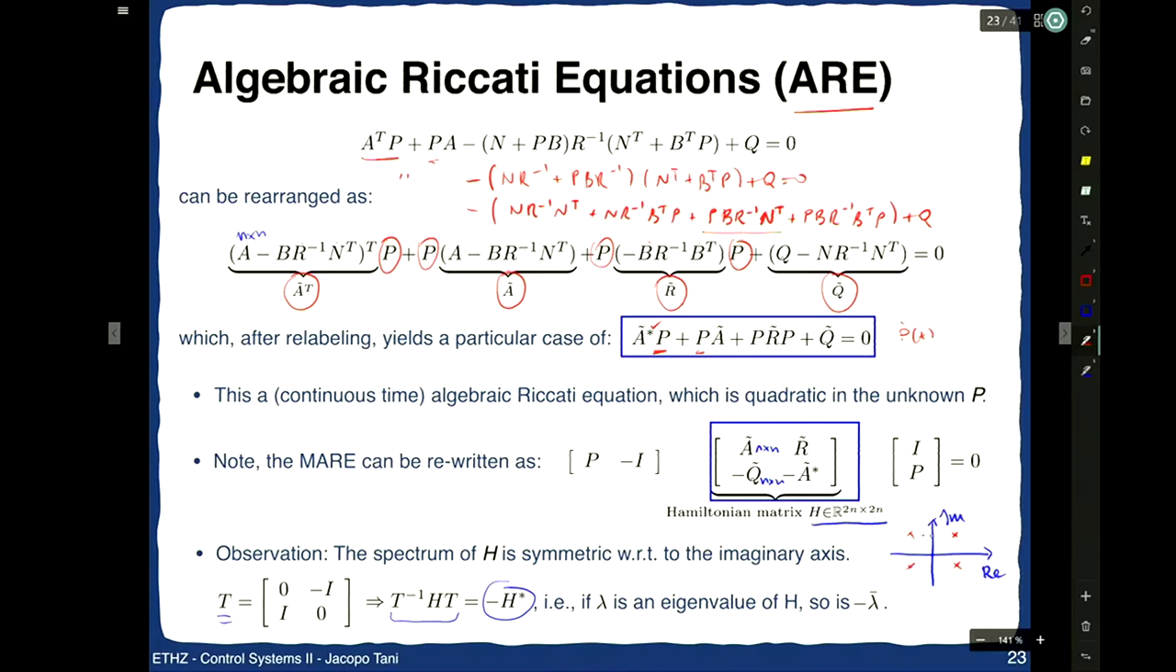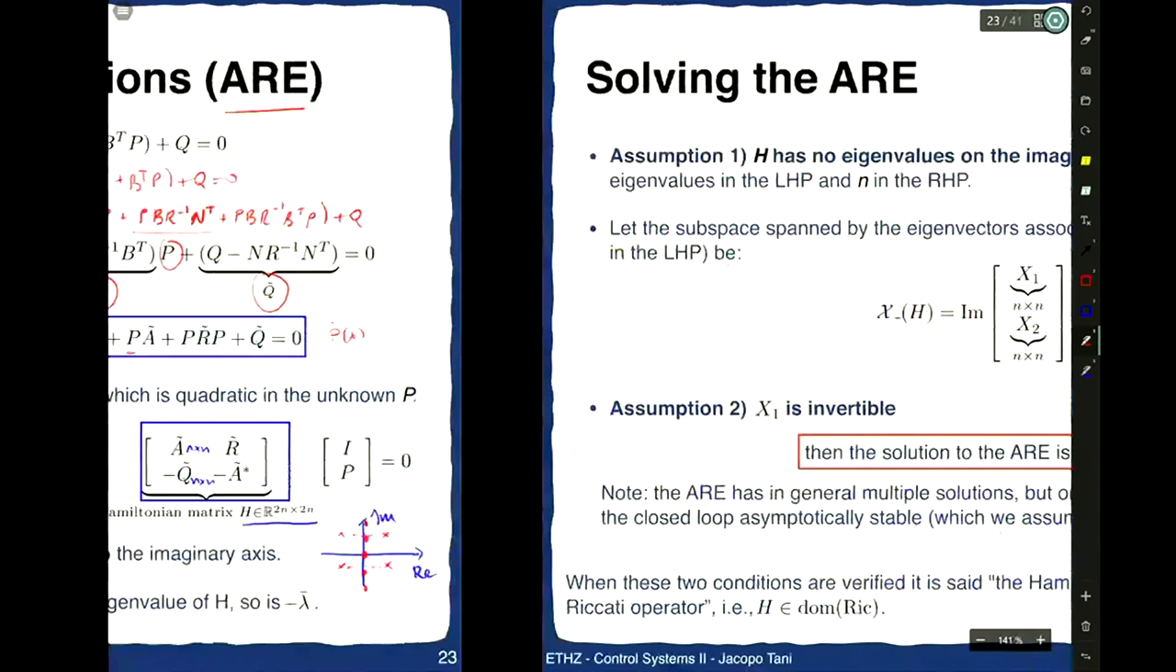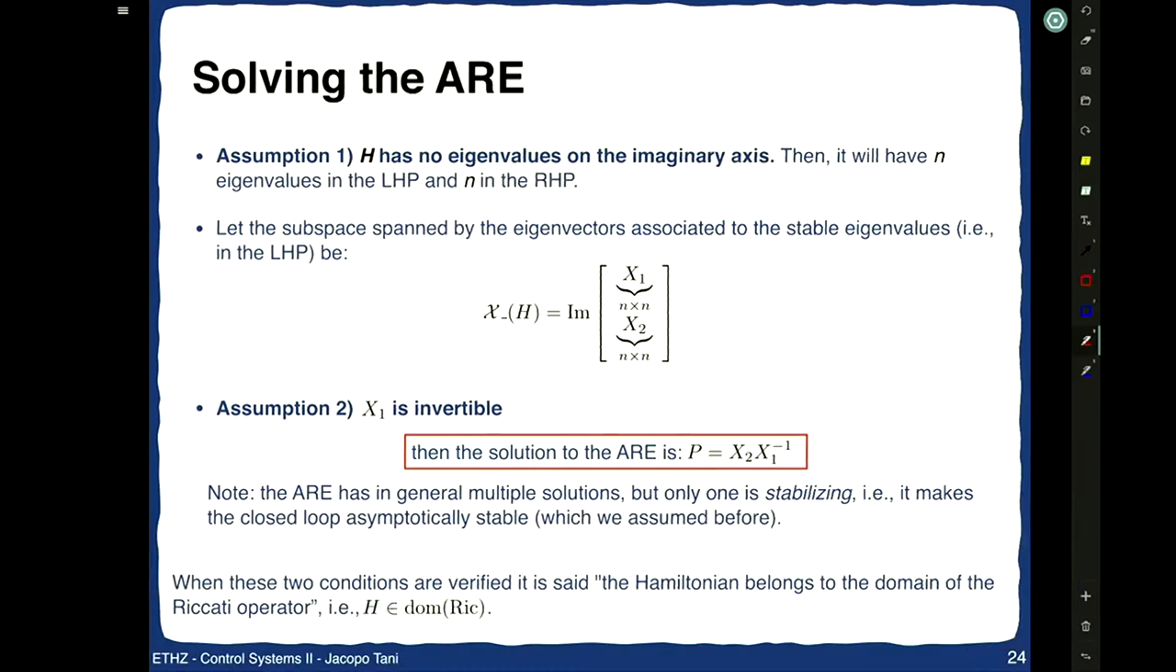Okay? So if we make an assumption now and say, let's make sure that there are no eigenvalues that happen to be exactly on the imaginary axis. If we assume that there are no eigenvalues on the imaginary axis, then because of this property of the Hamiltonian matrix to have symmetric eigenvalues with respect to the imaginary axis, we could say for sure that half of the eigenvalues are stable and half of them are unstable, half in the left plane, half in the right plane.